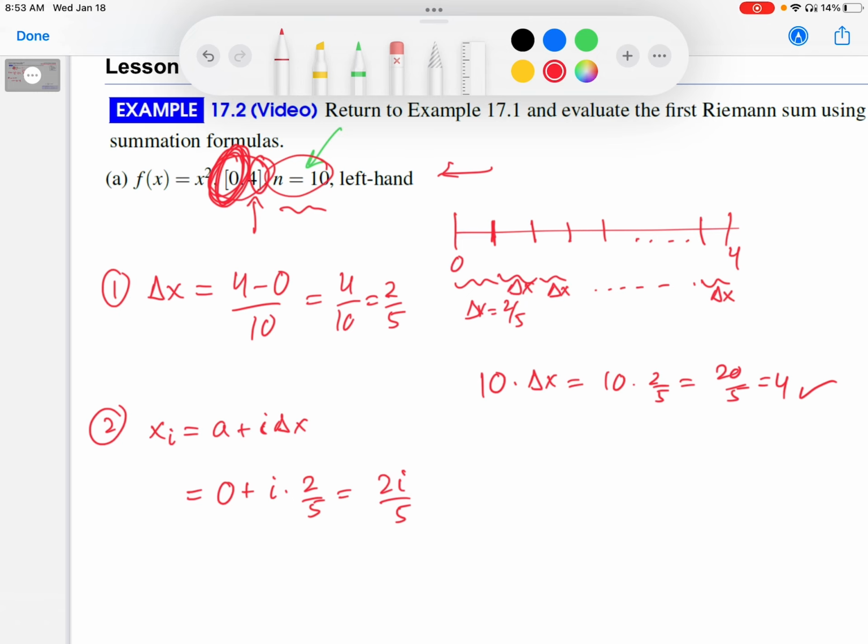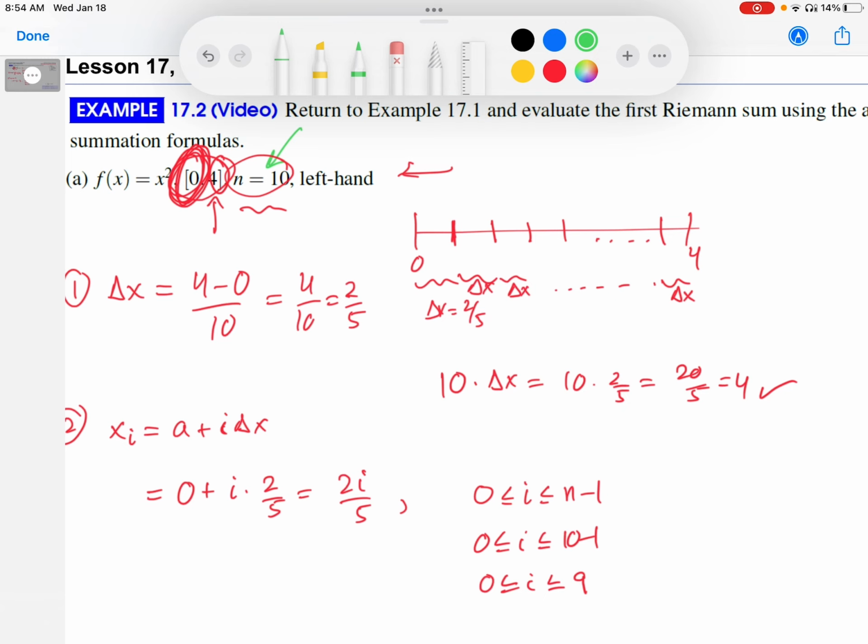You might be wondering, what is i? Because it's a left endpoint, a left-hand approximation Riemann sum, i ranges from 0 to n minus 1. So n in this case is 10, so i ranges from 0 to 9. What does that mean? That means that, visually, if we look up here, we're looking at the left endpoint of these subintervals. So that's here, here, here, here, here, and then all the way down to this one.